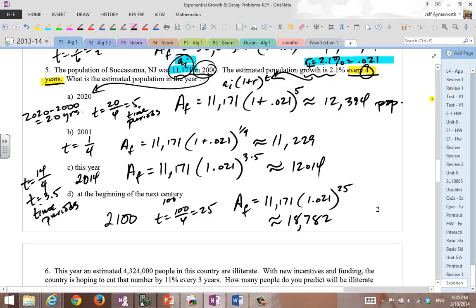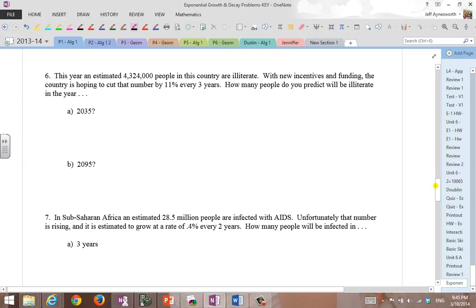I mean, we're talking a lot of different situations here. Let's take a few more. This year, an estimated 4,324,000 people living in the country are illiterate. That means they cannot read. That is bad, okay? With new incentives and funding, the country is hoping to cut that number, keyword cut, by 11% every 3 years. All right, let's highlight every 3 years.